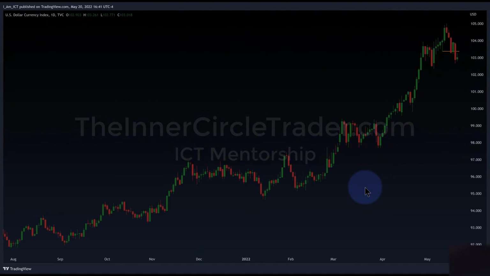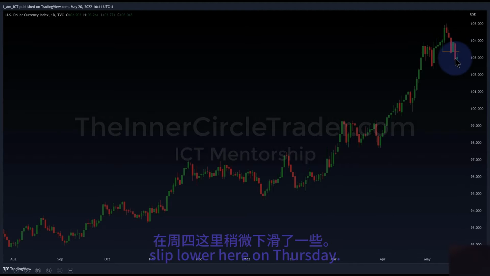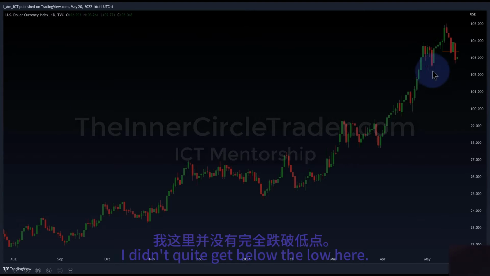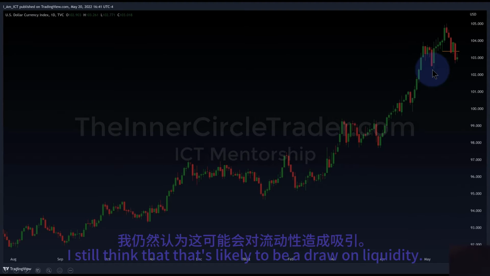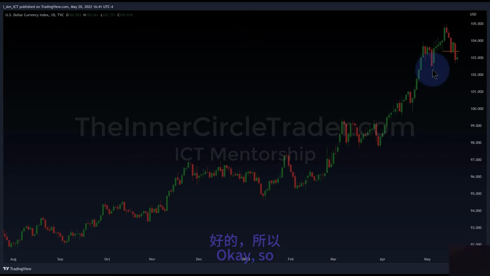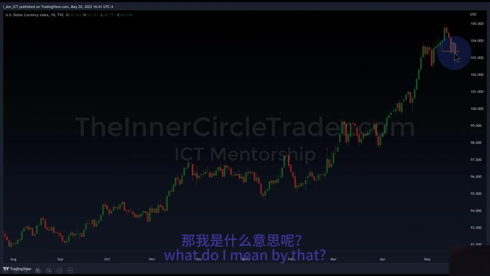So, daily chart for dollar index. You can see we did slip lower here on Thursday. Didn't quite get below the low here. I still think that that's likely to be a draw on liquidity. Okay, so what do I mean by that?